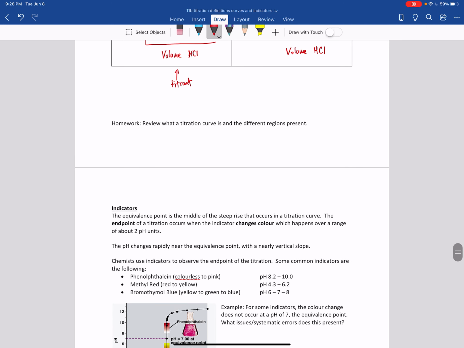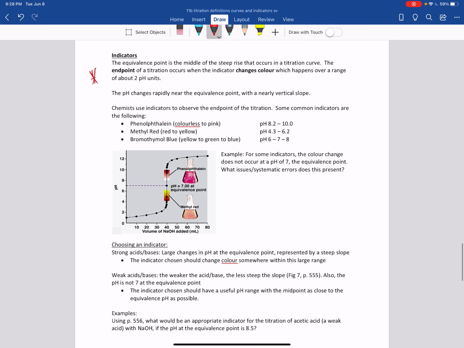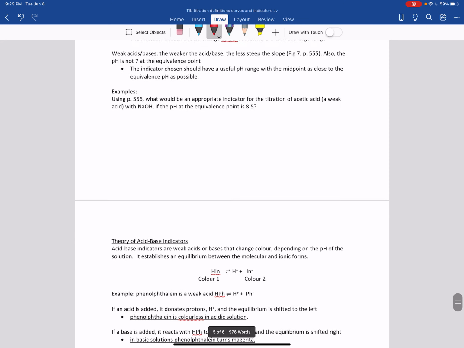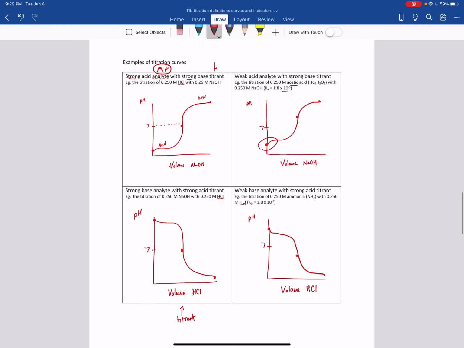For homework, we'll want to review what that is. There's some information you can review about indicators on your own. We'll save that for another time. But basically, and this is the important part, to choose an indicator we choose one that changes color at the equivalence point, or whose color change occurs within the range of the equivalence point. We'll save that, as well as the theory of the acid-base indicator, for some personal reading. We're going to stop by focusing on the titration curve. Hopefully that helped clear up the properties of it and how to interpret the sketches and the values.